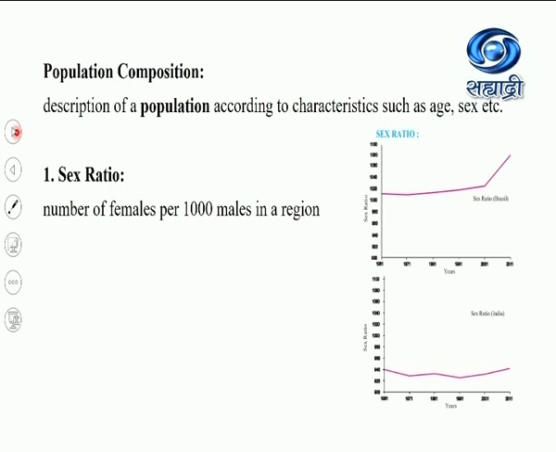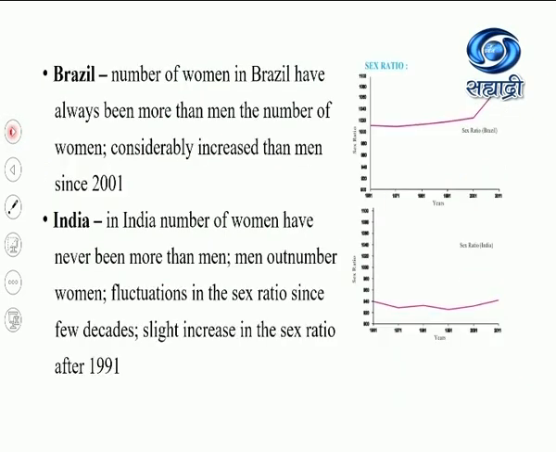So the first one is the sex ratio. The definition is the number of females per 1,000 males in a region. In some countries, it may be the number of females per 100 males in a region. But in India, we study sex ratio as the number of females per 1,000 males in a particular region.